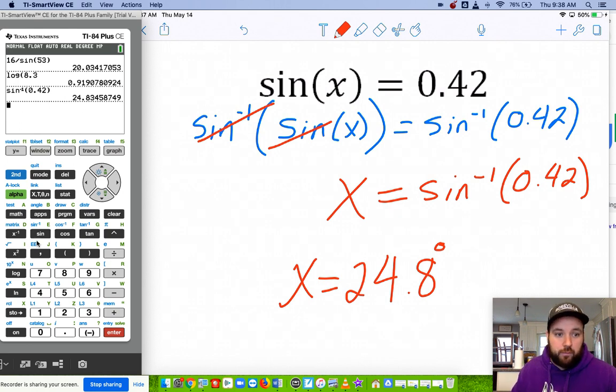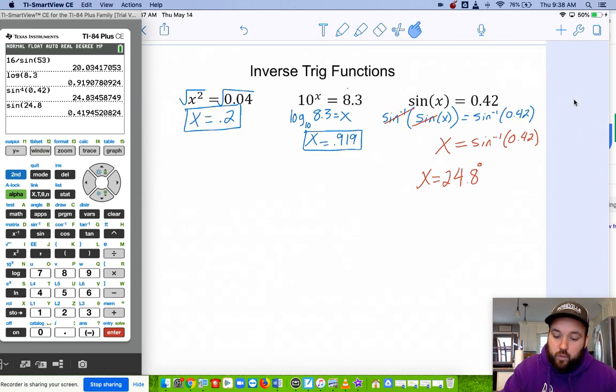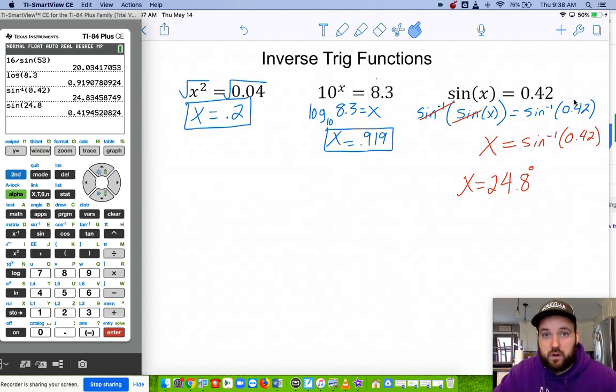Sine of what angle equals 0.42? Sine of 24.8. And I can go ahead and check this. Sure enough, I get 0.4194, which is pretty close to 0.42. This is the basis of what we're going to be doing today: using what are called inverse trig functions, meaning the sine, cosine, or tangent with the -1 attached.